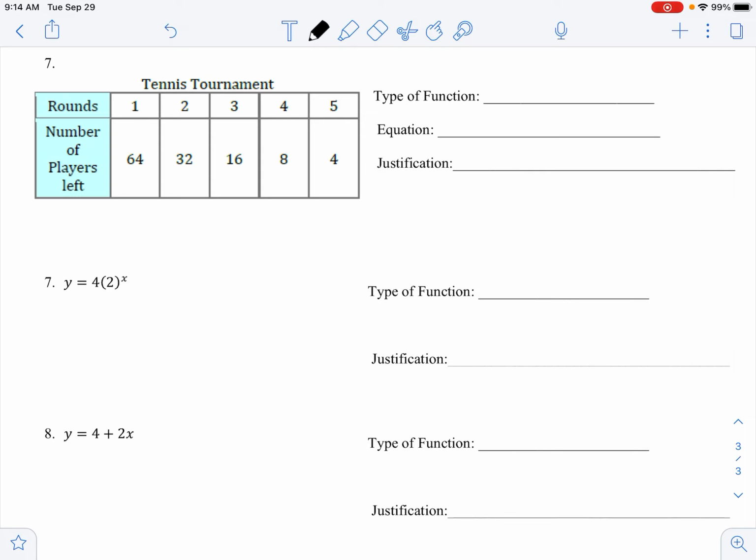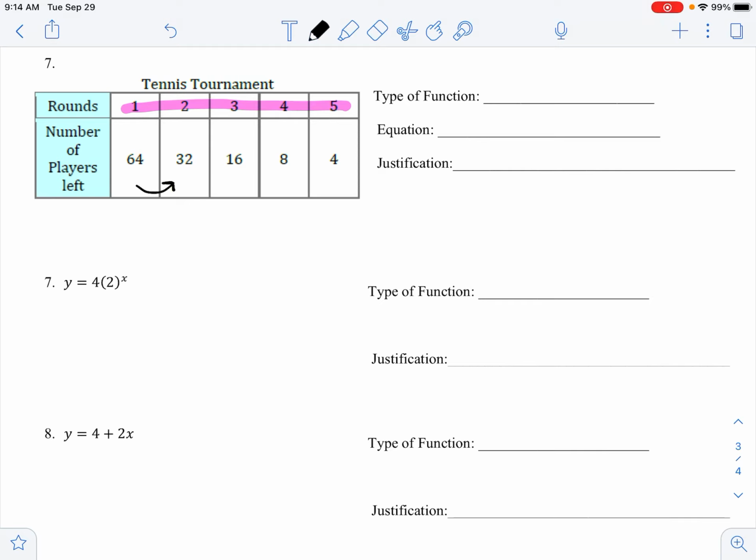All right, let's look at number 7. So I want to see the type of function. So first I'm going to look at my x values, 1, 2, 3, 4, 5. So that's good because I can just easily look at what's happening here. All right, so I look at 64 to 32. I would have to subtract 32. So do I subtract 32 to get this? No, because I would have been at 0. So it's not linear.